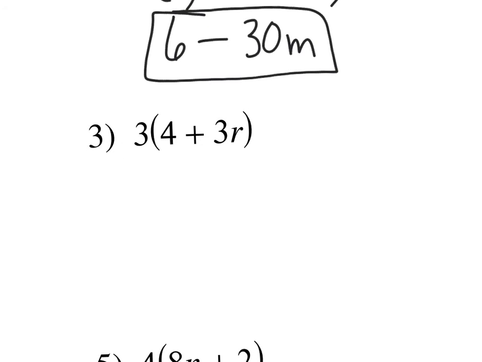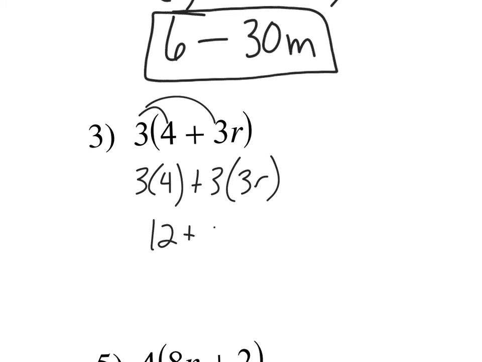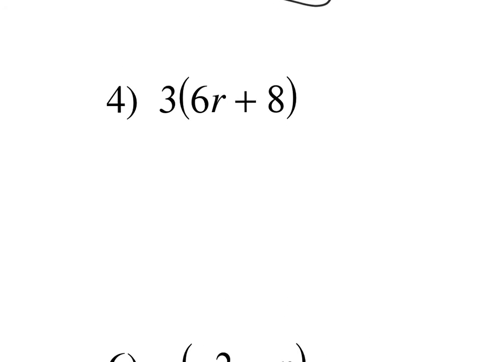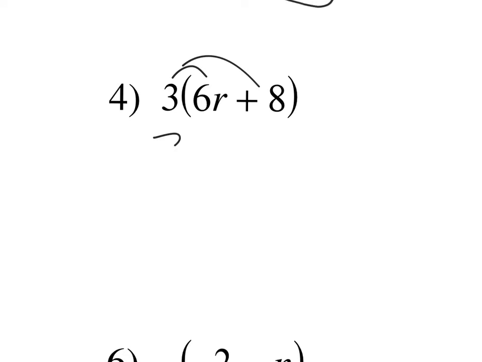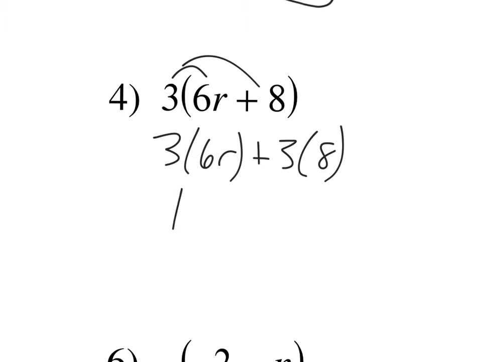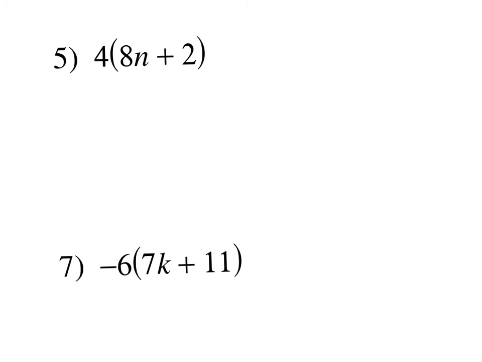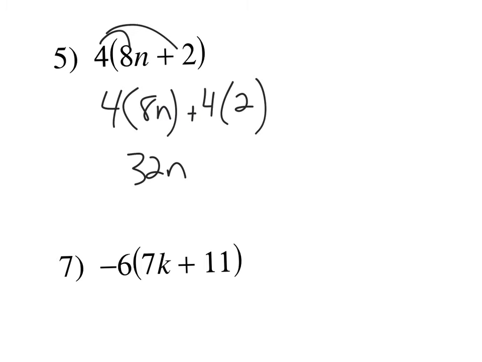Number 3. 3 times 4 and 3 times 3r. So that would be 12 plus 9r. And number 4, a little simpler again because we don't have negatives to deal with. And this would be 18r plus 24. Number 5, distributing again, so this would be 4 times 8n plus 4 times 2, so 32n plus 8.